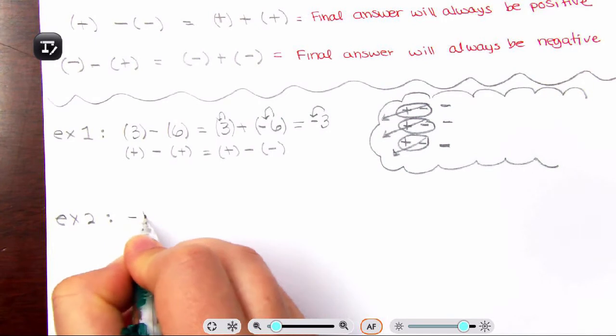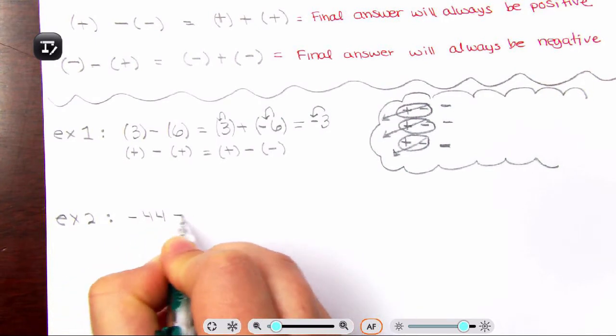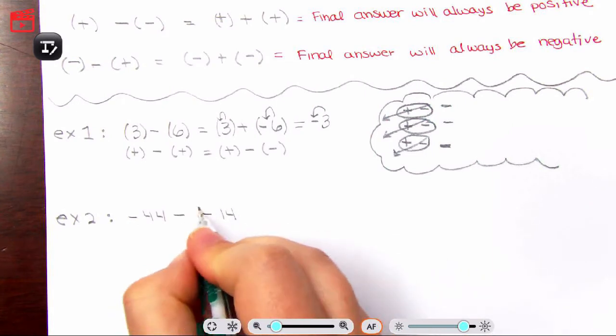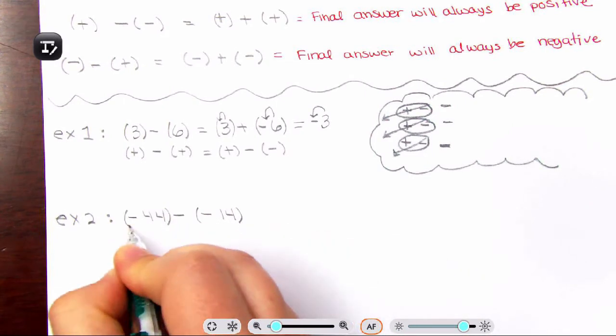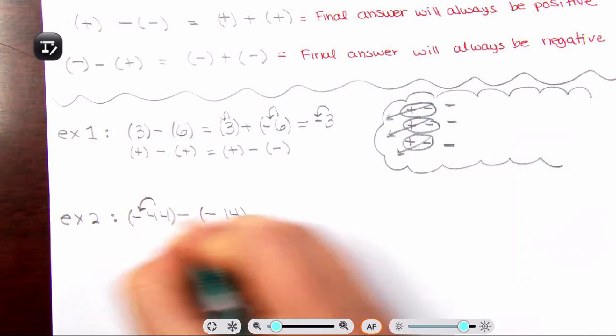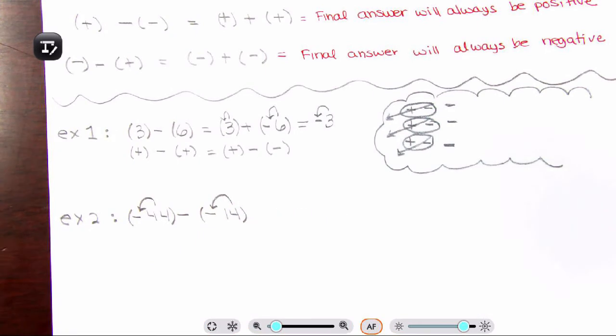Let's do negative 44 minus a negative 14. Sometimes you're going to see these in parentheses. Sometimes you will not. So just pay attention to where your signs are. Remember, the sign is always in front. And then I'm going to show you a trick. This is what I was taught when I was in school, and I promise you I still use this, and you will see me use this method all school year.